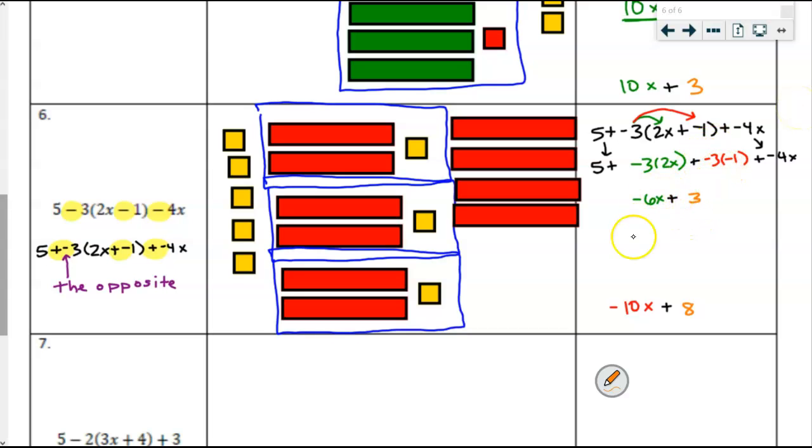Okay, took care of that. Took care of that. I should keep that one red so that you can see how I simplify. This simplifies to positive 3. This simplifies to negative 6x. I simplified those one last time, and then we bring everything else straight down.